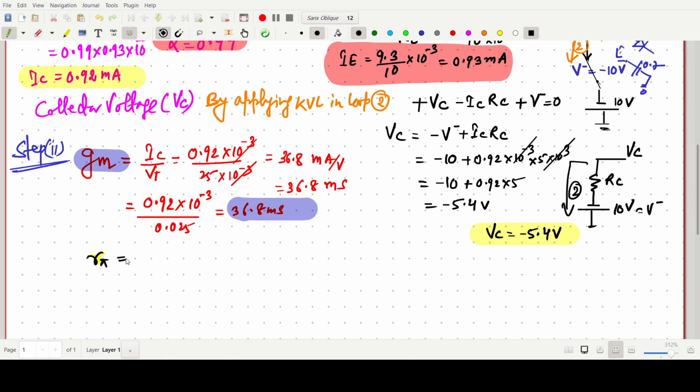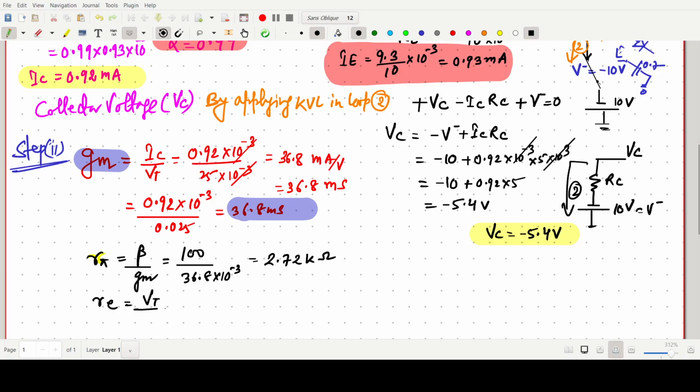r pi equals beta by Gm. Okay, these are some important parameters, the resistance looking from the base side: beta by 36.8 into 10 to the minus 3. So it should be in kilo, 100 by 36.8. If we solve, it will come 2.72 kilo ohm.